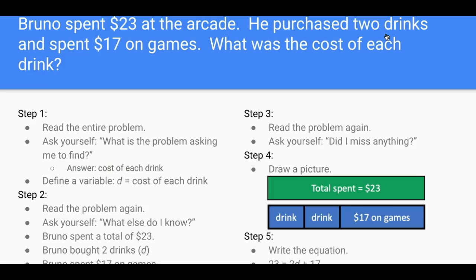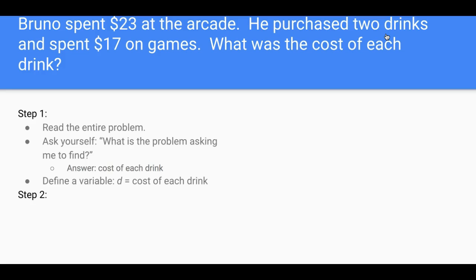So first, read the problem. Ask yourself, what is the problem asking for? What is it asking me to find? It's asking you to find the cost of each drink. All right. So we know that we can define a variable D as the cost of each drink.